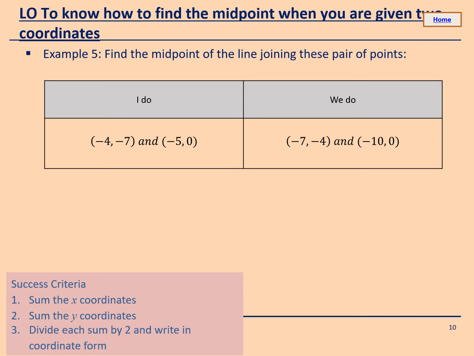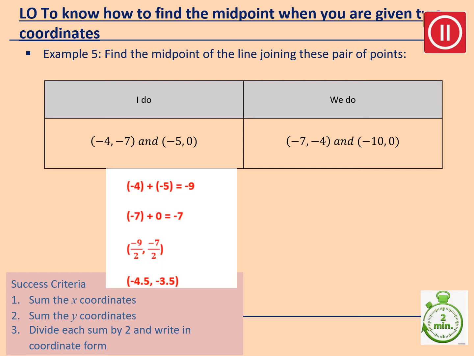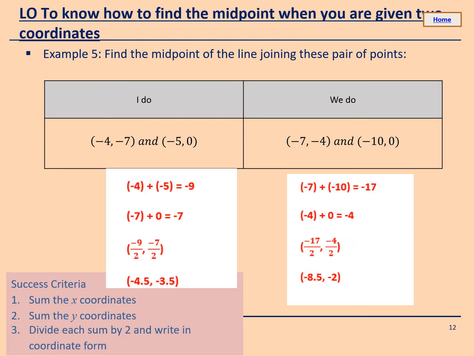Let's have a go at this last one with some negative numbers here. So we've got the coordinate -4, -7, and also -5, 0. So -4 plus -5 will be -9 for the x coordinate, and the y, -7 plus 0 equals -7. So we divide the x and y both by 2. So the coordinate for the I do is -4.5, -3.5. Pause the video while you have a go at the we do. So as long as you didn't get your negatives and positives muddled, then your x coordinate is -8.5 and your y coordinate is -2.